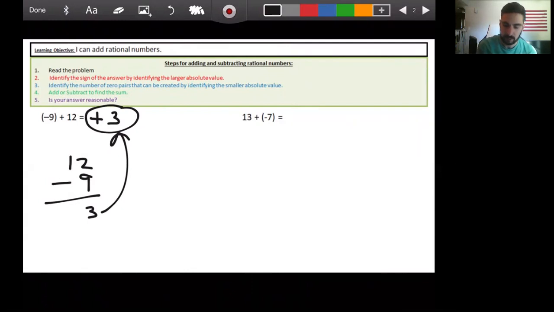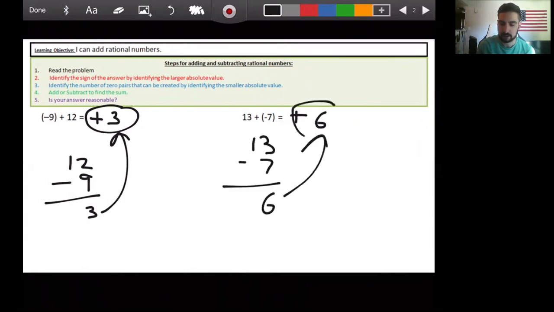So same thing for the one on the right here. 13 is bigger than 7. 13 is positive, so we're going to have a positive answer. We'll take the two numbers and find the difference and bring this up to get +6.